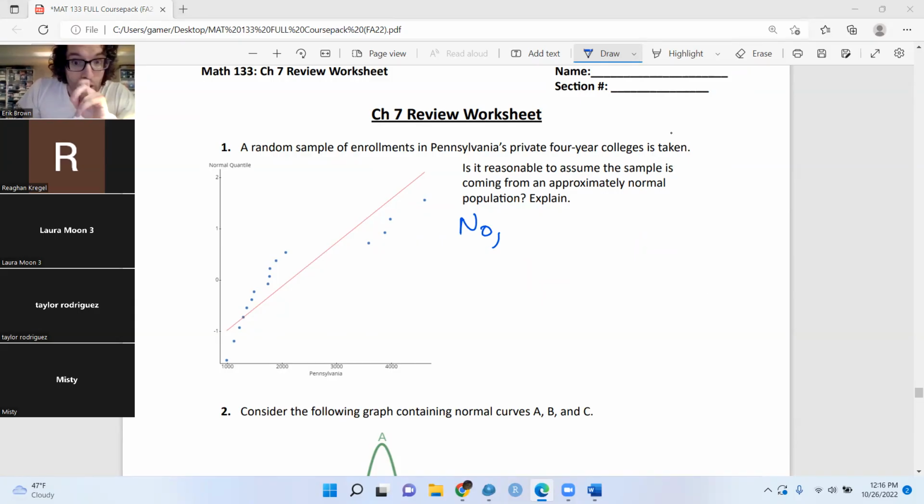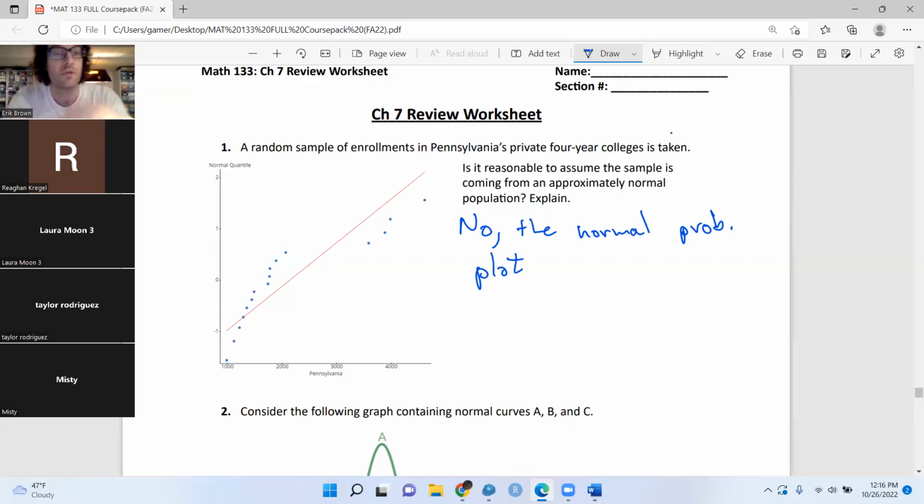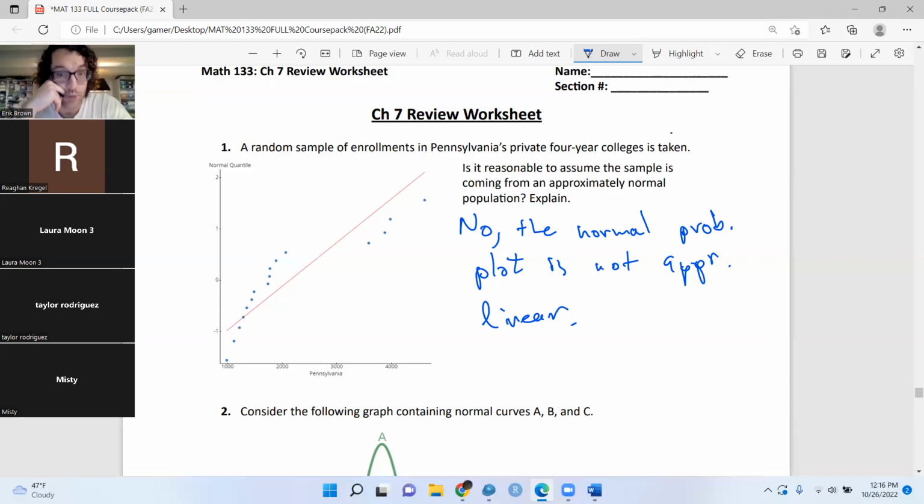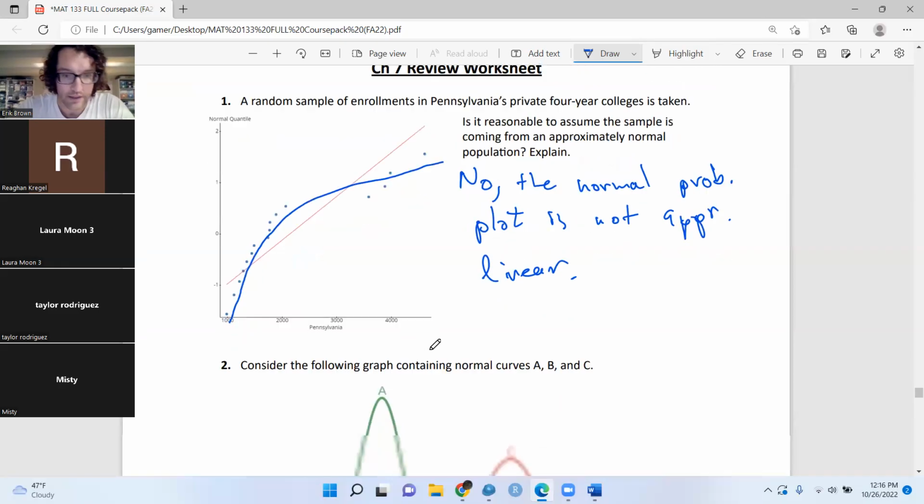So that means I want you to write no, the normal probability plot, because I want to know that you can distinguish between a normal probability plot, a just plain old scatter plot of 2 variables, and a residual plot. So no, the normal probability plot is not approximately linear. I would put this sentence in your reference sheet just in case I ask it on a final exam. Cool, good, y'all. Love it. And I agree that this isn't approximately linear, it looks logarithmic.